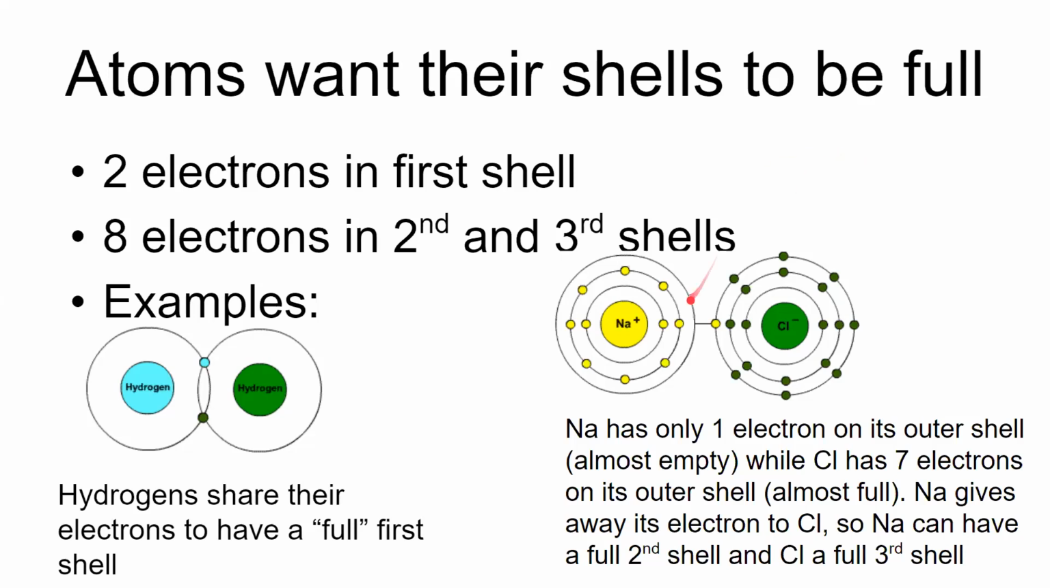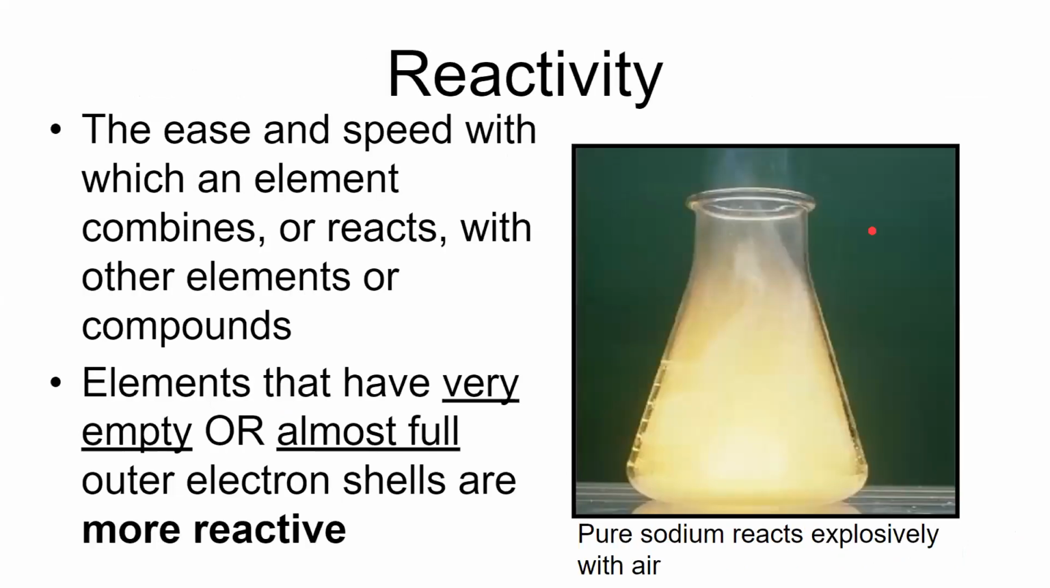How easily an atom is able to share its electron from one to the other is known as its reactivity. Reactivity is a chemical description of an atom that describes how quickly and how easily this atom is going to react or combine with other atoms, essentially.